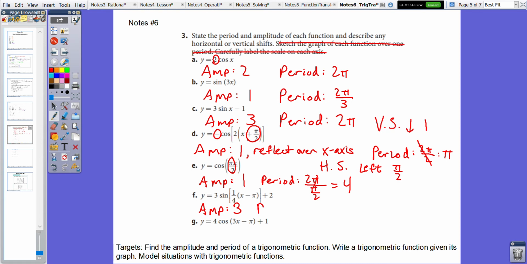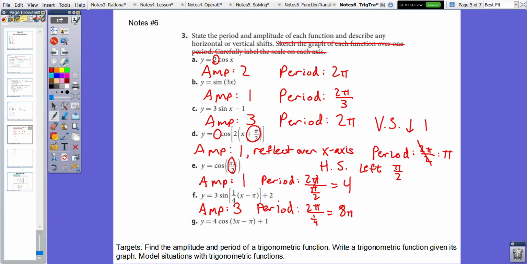So to find our period, that's going to be 2 pi divided by 1/4, which once again, because we're dividing by a fraction, we're going to multiply the numerator by 4. So that's going to give me a period of 8 pi.